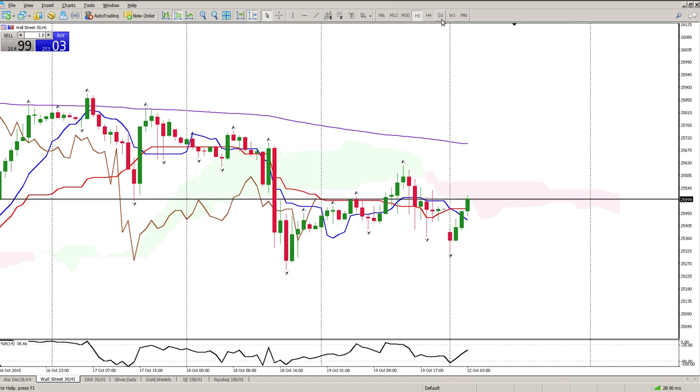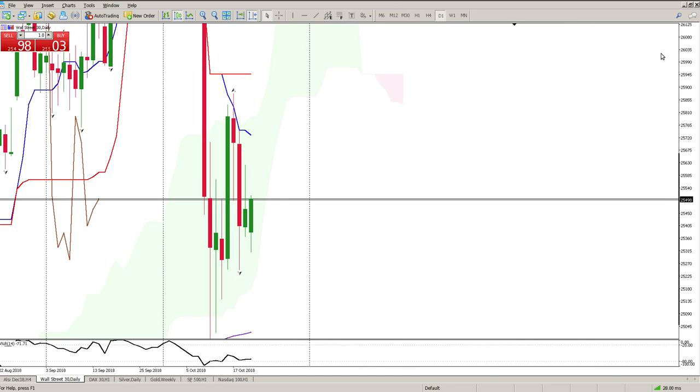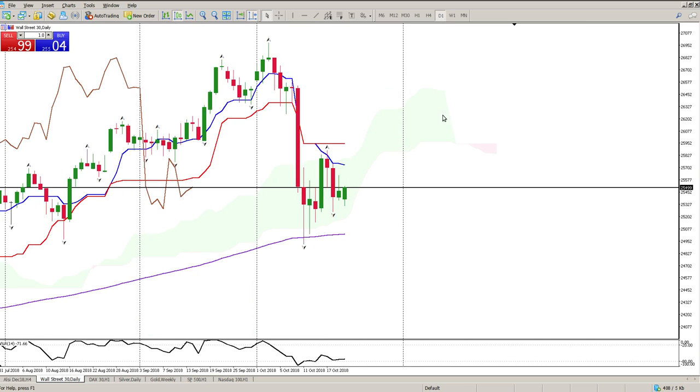Right, so let's just start on the daily. So Ichimoku on the daily is indicating that there is a potential turn coming. You can see how the Kijun, which is a red line, is flat, and we're now starting to flatten out on the Tenkan-sen. So ideally what you want to see is Tenkan-sen starting to point up and then cross over.